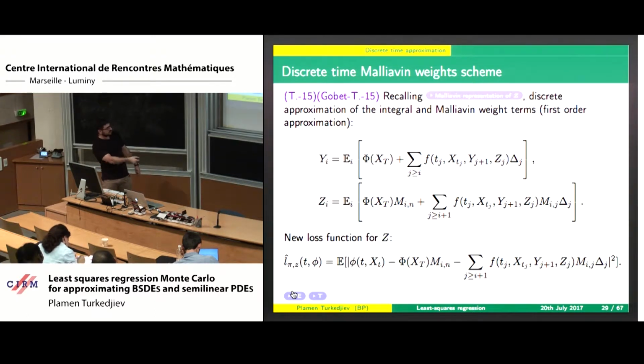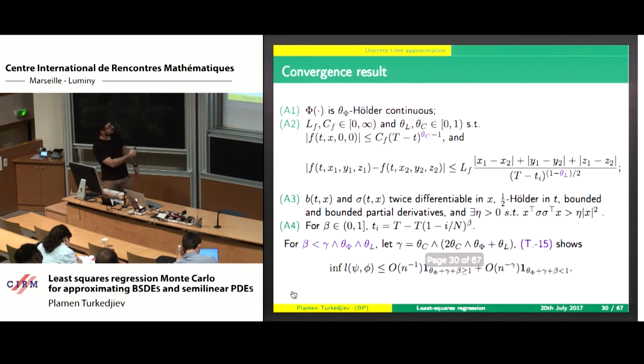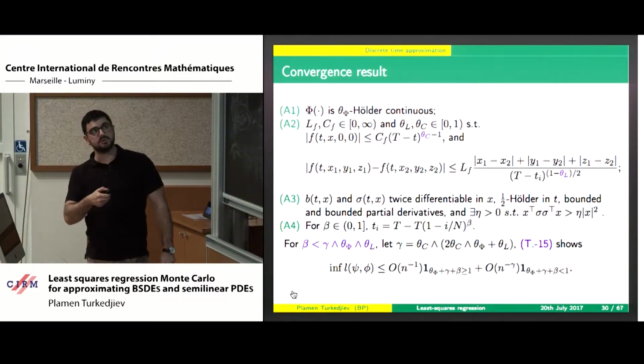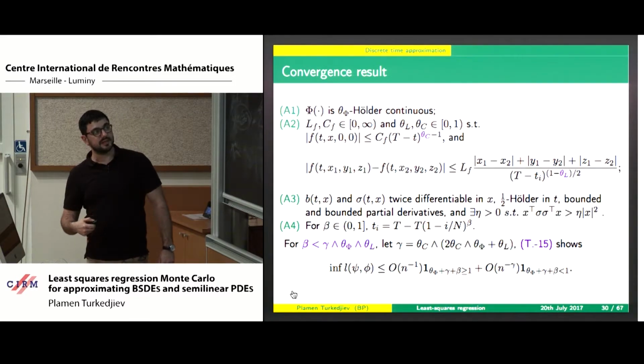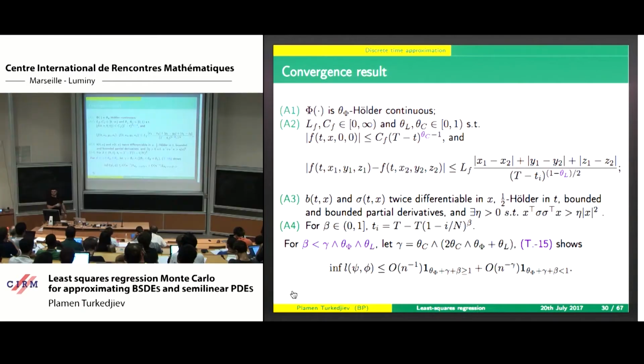Of course, now we have to change our loss function for the z to include the Malliavin weight terms. But I also showed in a paper that this scheme converges to the continuous time BSDE under the same conditions as I had earlier. So I can have phi being Hölder continuous, I can have explosive growth and explosive Lipschitz constants, and I achieve the same convergence rates as I did for the previous, simple scheme.